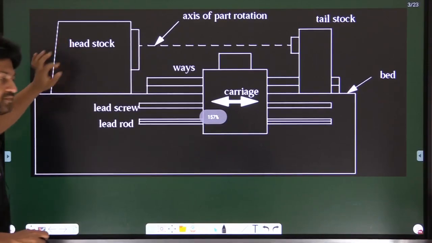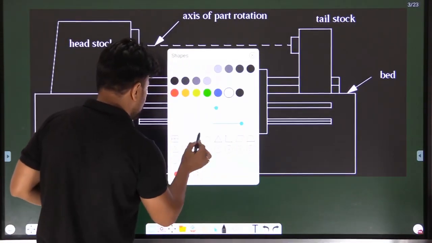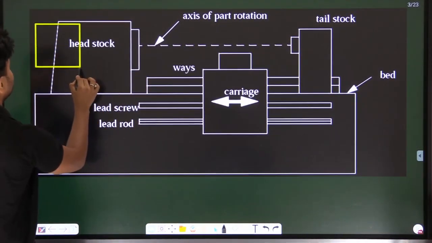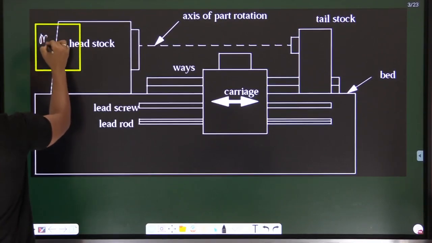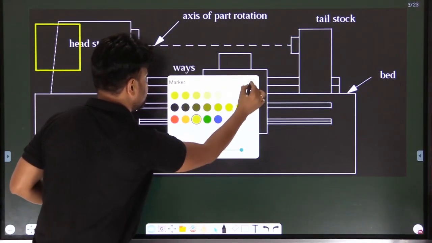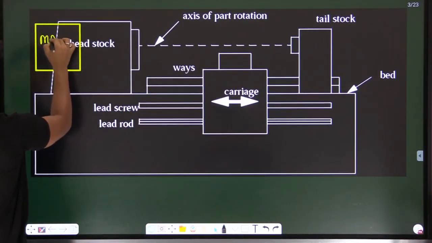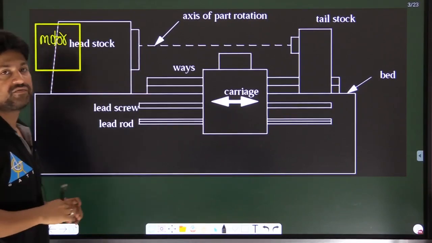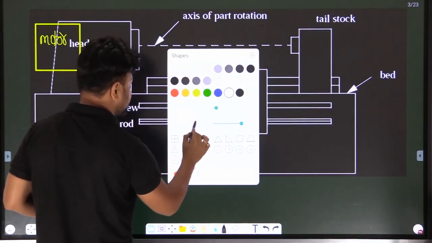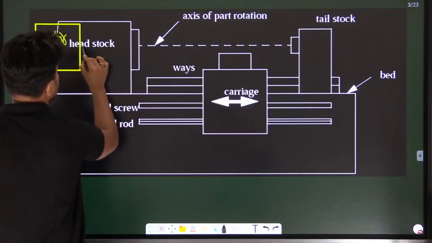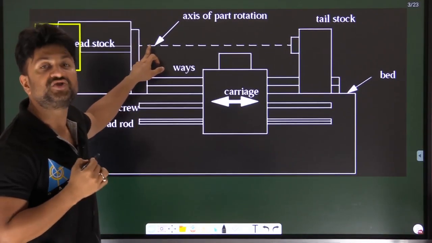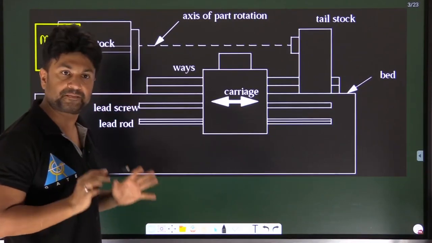This is a headstock. In the headstock, the main motor is there. The main motor is placed in the headstock, and this motor is responsible to give the power. Now, from that motor, there is basically a spindle. On that spindle, you can mount a chuck, where you can hold a workpiece, right?